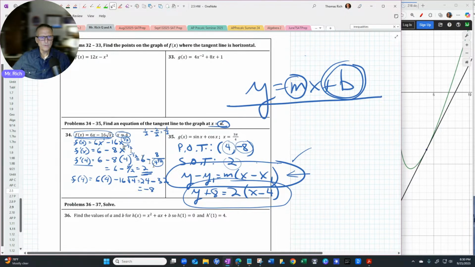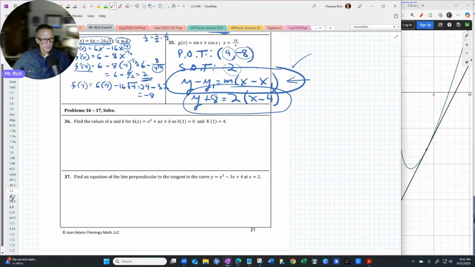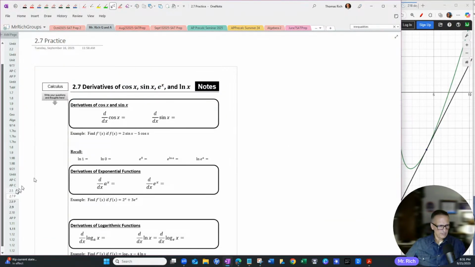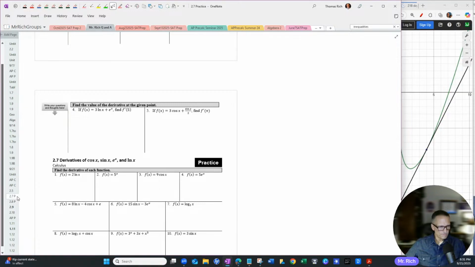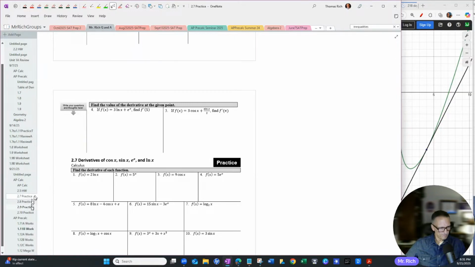All right, before we leave calculus and go do a little bit more on pre-calc, I'm going to look at what we call the product rule and the quotient rule of derivatives.